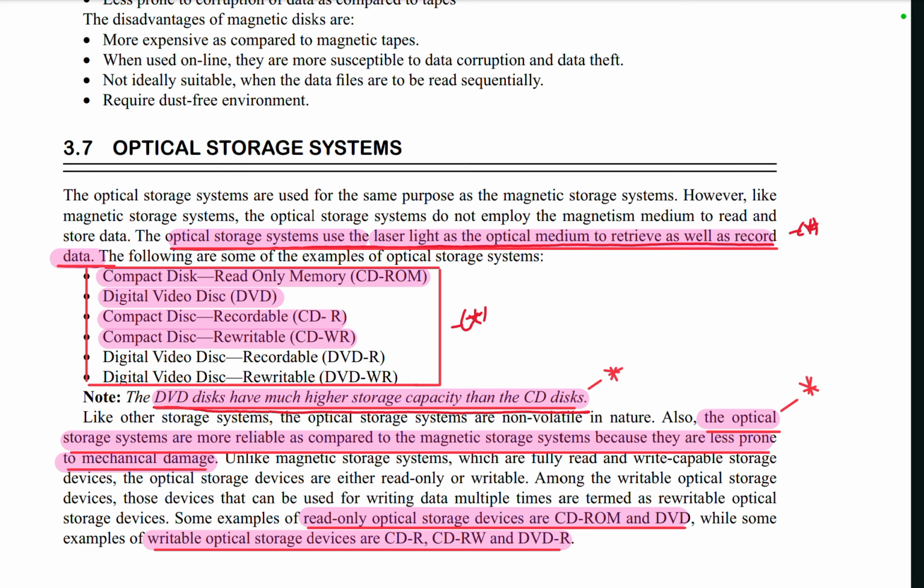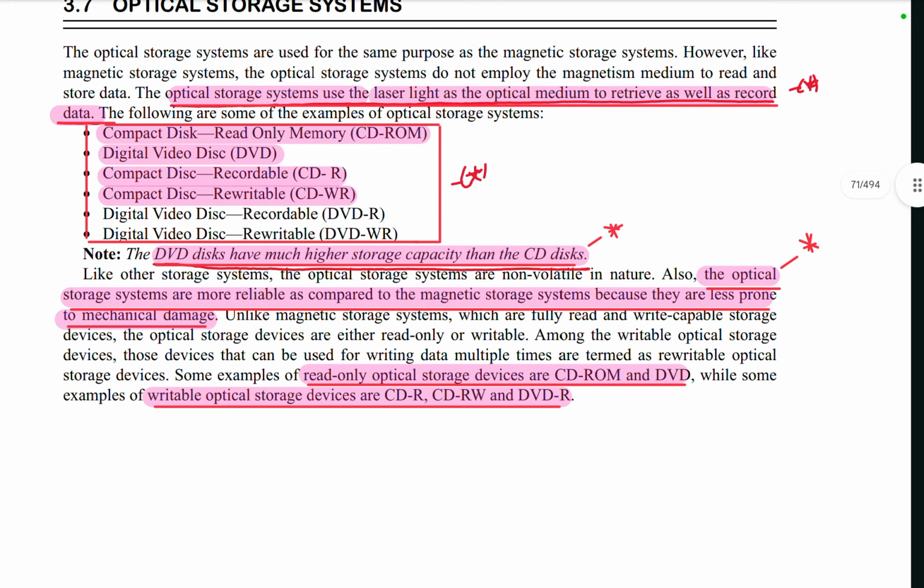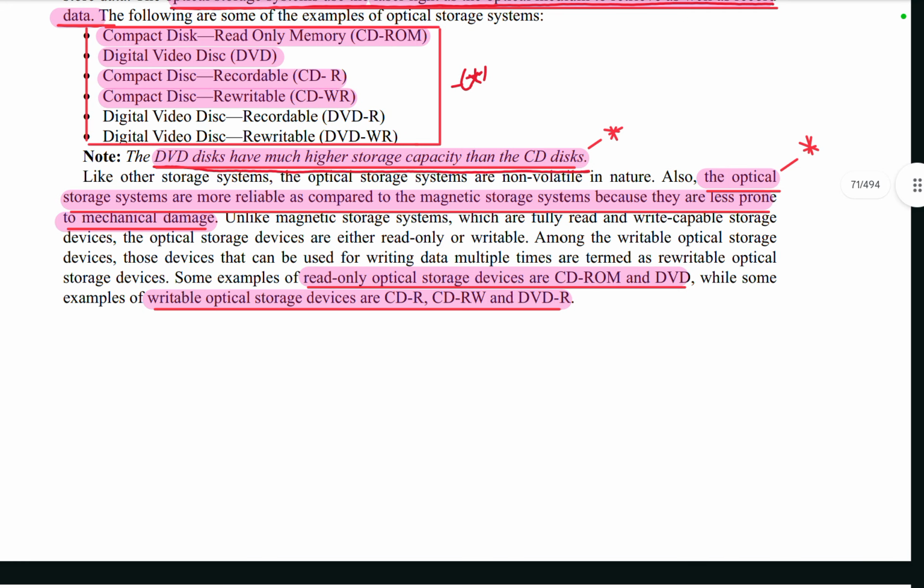Optical storage system. Optical storage systems use laser light as the optical medium to retrieve as well as record data. Examples: compact disc read only memory, CD-ROM, digital video disc, DVD, compact disc recordable, CD-R, compact disc rewritable, CD-RW, digital video disc recordable, DVD-R, digital video disc rewritable, DVD-RW. DVD discs have much higher storage capacity than CD discs. Optical storage systems are more reliable as compared to magnetic storage systems because they are less prone to mechanical damage.